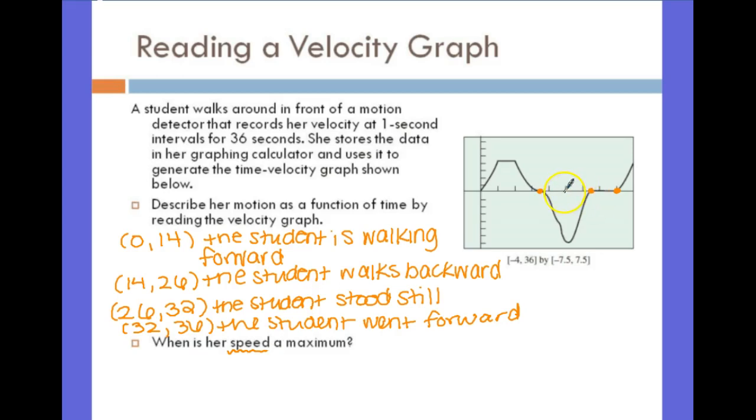Again, remember that speed is the absolute value of velocity. So speed is kind of like saying that this graph was lifted up and then came back down over here. Whatever the maximum, whether it's above or below, since speed is the absolute value of velocity, it is the highest peak of all. This is definitely higher than that. Therefore, at t equals 20 seconds, her speed is at a maximum. The direction doesn't matter for speed.